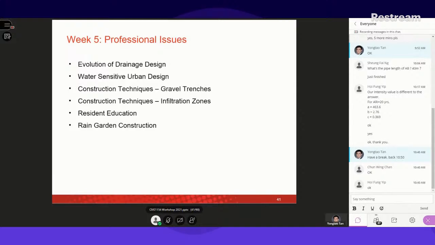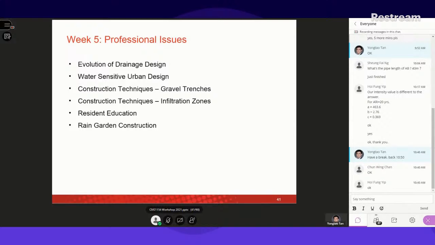In week 5, it's about the professional issues. In this topic you can see there are a number of examples of designs of water sensitive urban designs. Firstly, this topic introduces the evolution of drainage design, for example how to prevent flooding, how to improve stormwater quality, and water conservation, and it also talks about climate change.